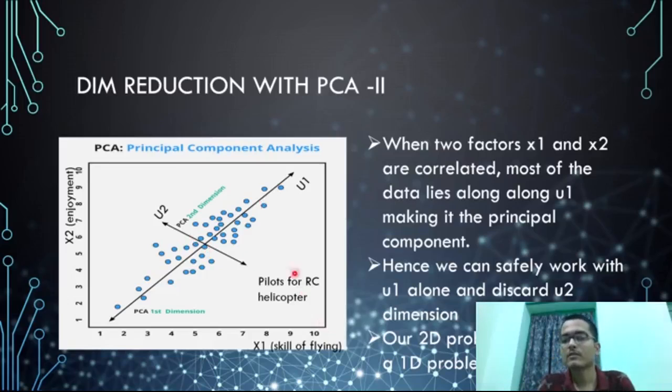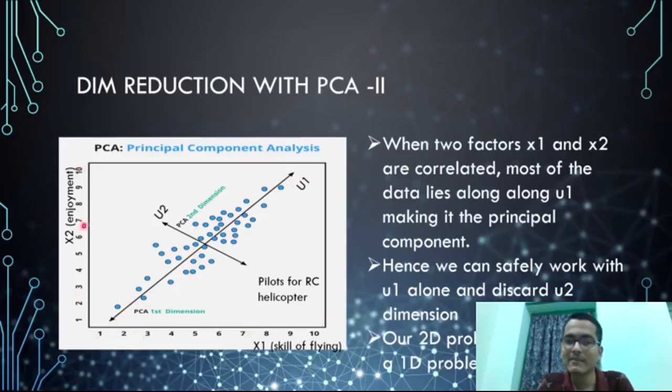So let us plot the skill of flying a helicopter, and on the y-axis enjoyment, how much I am enjoying flying it. By common sense we can easily say that the more enjoyment I get from flying, the better my skill will be. This is true in most cases. If you are enjoying machine learning while studying, you will understand it better, right? So it is true in every case. So you see, the graph will be something like this.